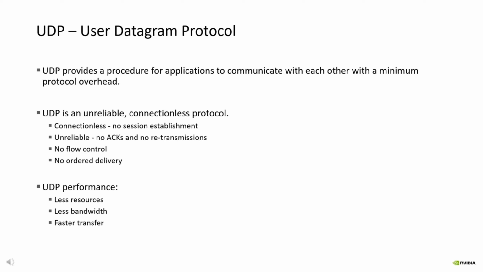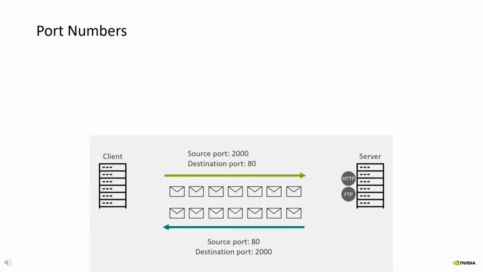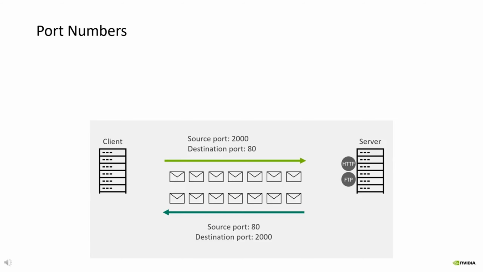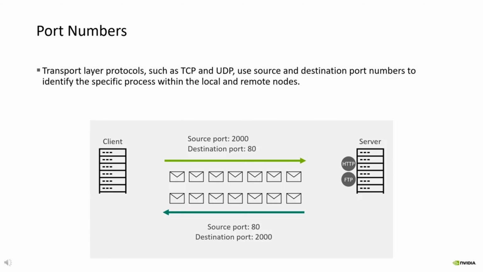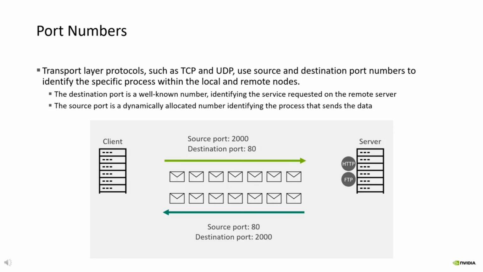Although UDP is not ideal for sending an email, viewing a web page, or downloading a file, it is largely preferred for real-time applications like voice or video. One thing that TCP and UDP have in common is that they both use source and destination port numbers to identify the specific process within the local and remote nodes. The destination port is a well-known number, identifying the service requested on the remote server. The source port is a dynamically allocated number identifying the process that sends the data.